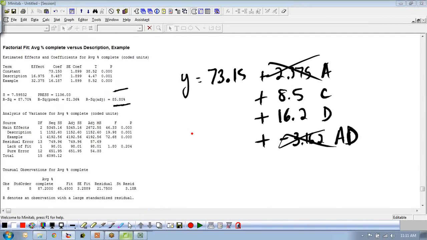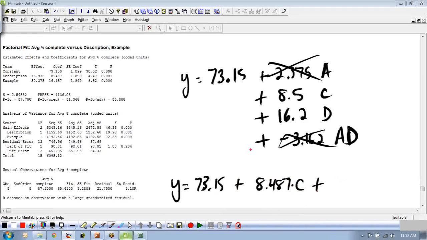Okay. Now our new model, this year's model, is y equals 73.15. The constant doesn't change. Plus 8.487, that changed slightly, times C, plus 16.187 times D. That's pretty easy.